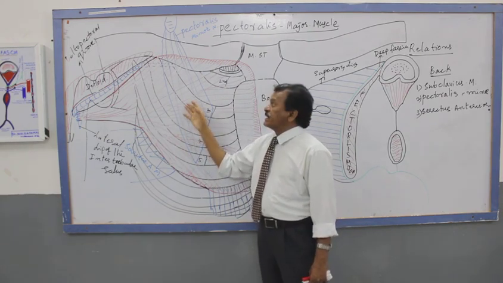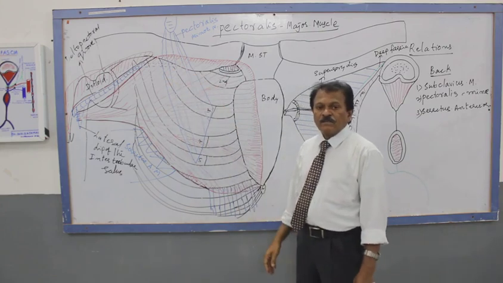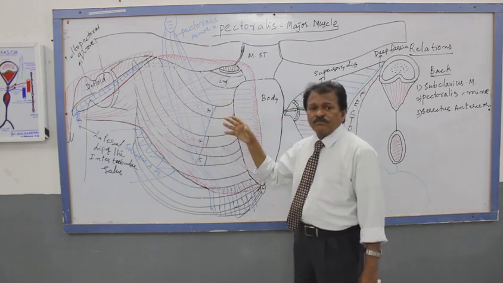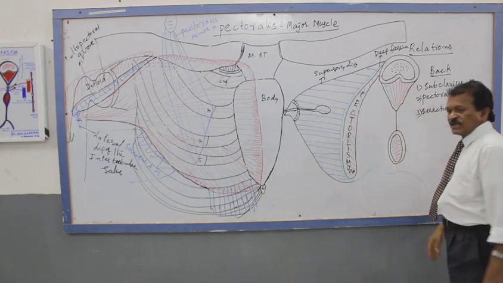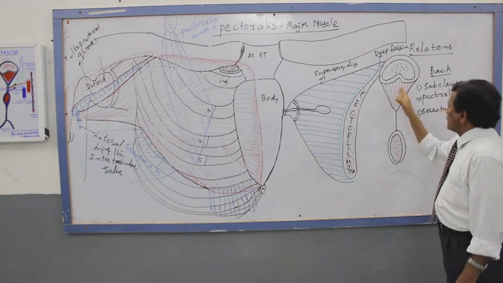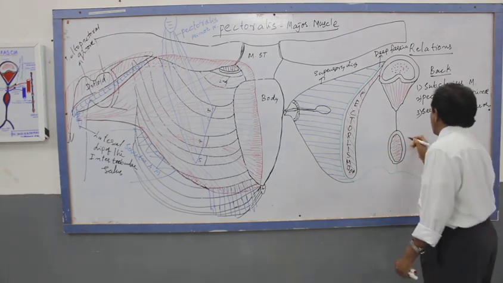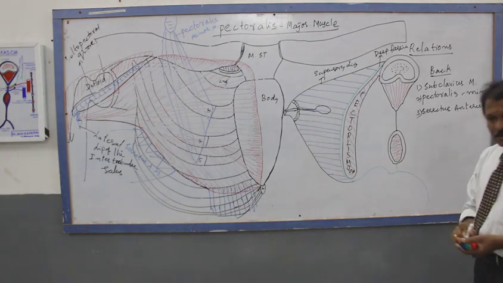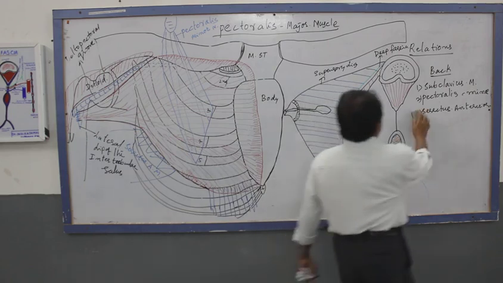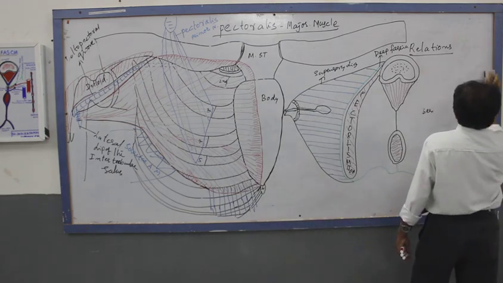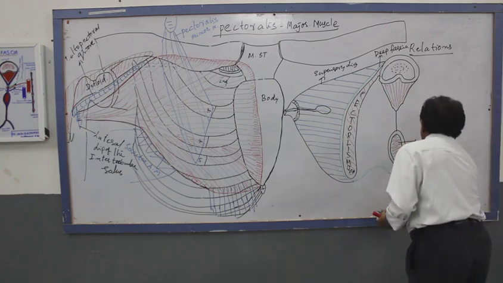These are located in the backside of the pectoralis major muscle, and further back there is the pectoral fascia. We are discussing this region. Here there is the subclavius muscle, and in between, this one is the pectoralis minor muscle.